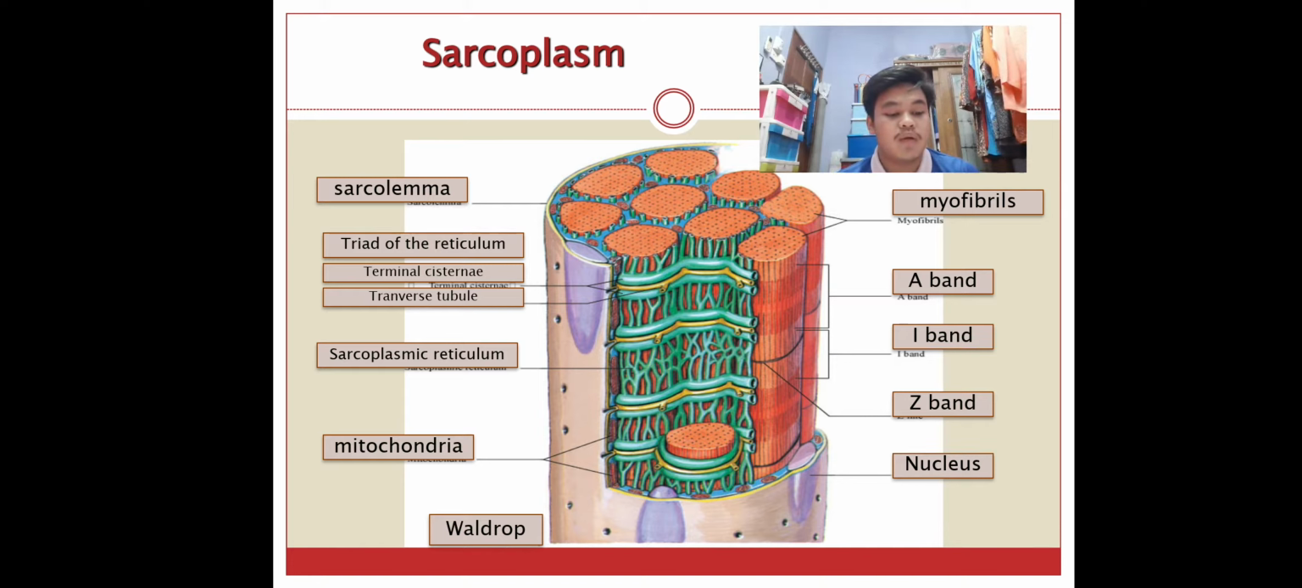Okay, from the picture we can see the nucleus, whose function is to control all the activities, and the mitochondria. The function of the mitochondria is to generate the energy so that the contraction and relaxation of the muscles can occur.